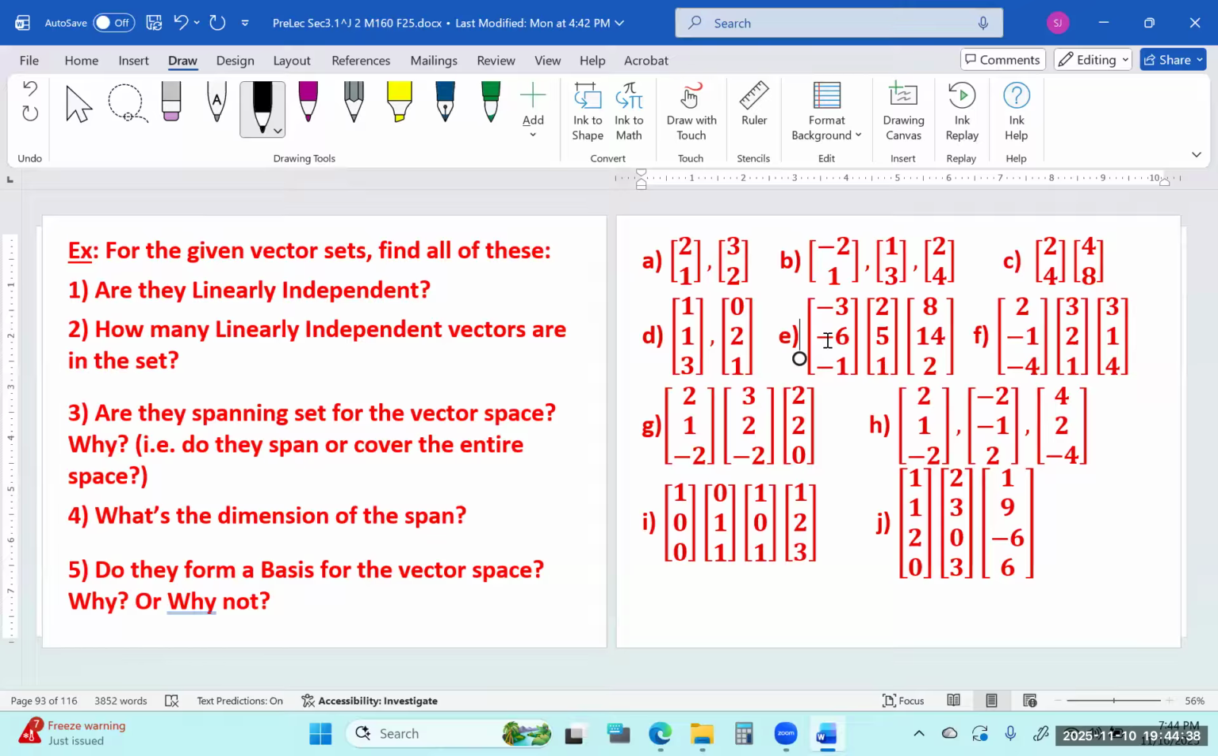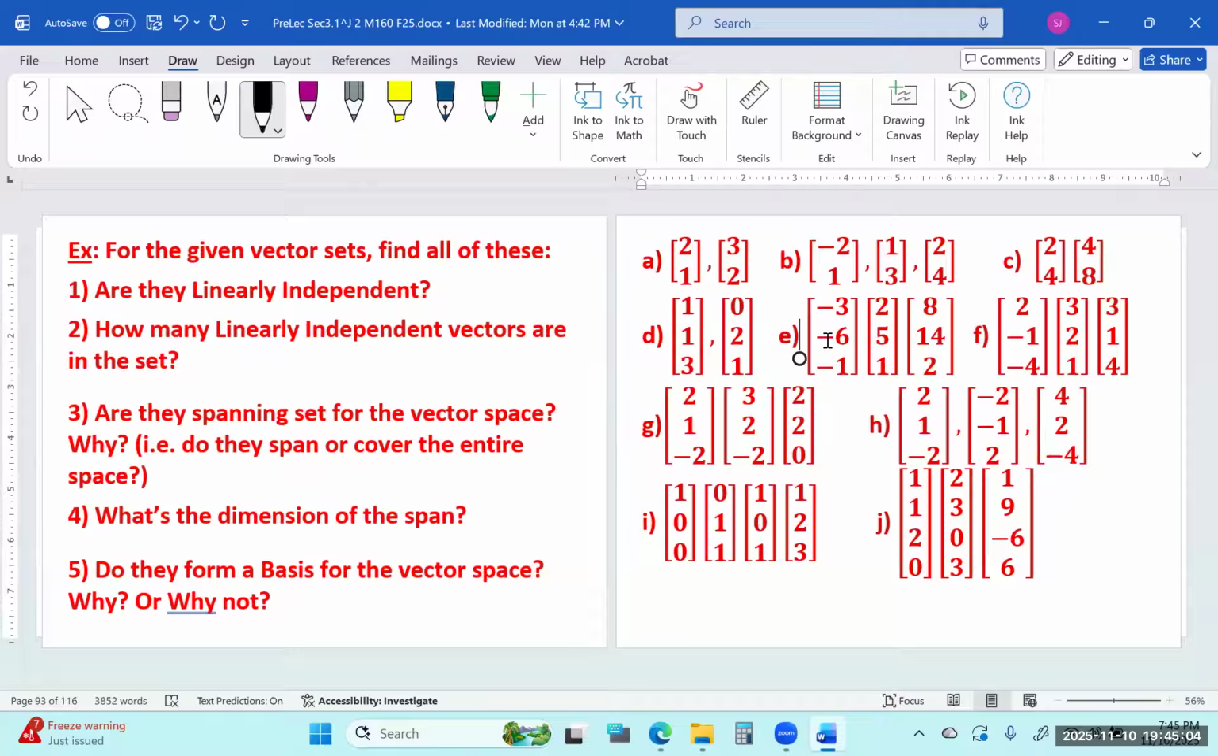Individually, they are not multiples of one another, right? So the multiple method doesn't work. But we have two other methods. One is the determinant method and one is the constant method. Take any two vectors and look at their determinant. If the determinant is not zero, that means the two vectors you took are independent.